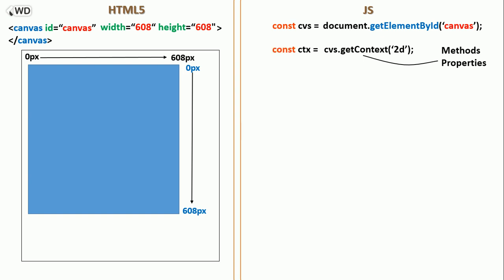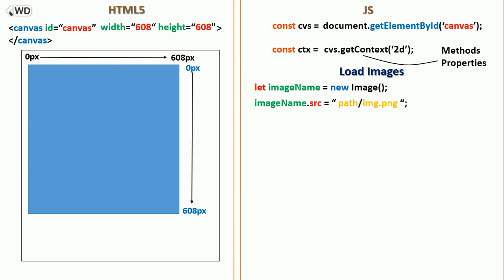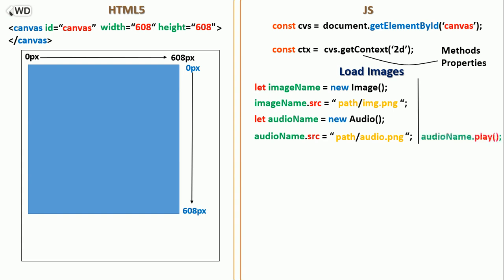We will need images in our game, so we have to load them first. To load an image or to create an image, we use the new image object. Then we set the source property, the location of the image, and the same thing for the audio files. To play an audio file, we say audioname.play. We use the play method.